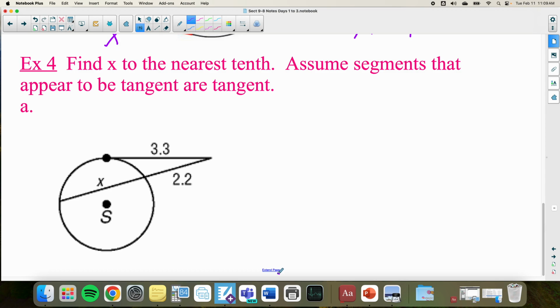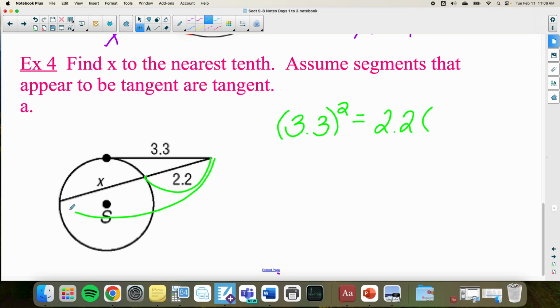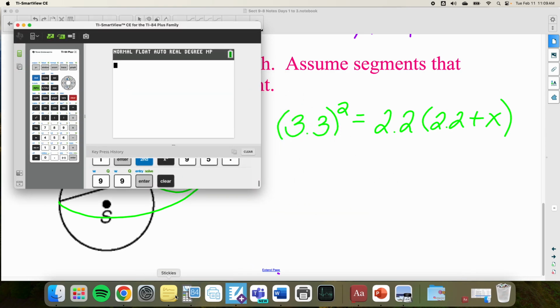So in this one, what we would do is we would take our tangent part, which is 3.3, and we square that, okay? Then we take the external part, which is 2.2, and we multiply that by these 2 added together. So that would be 2.2 plus x, okay? Now, if we go on our calculators and we do 3.3 squared, that is 10.89.